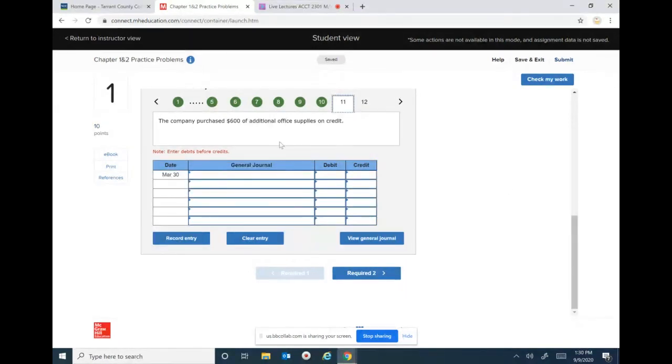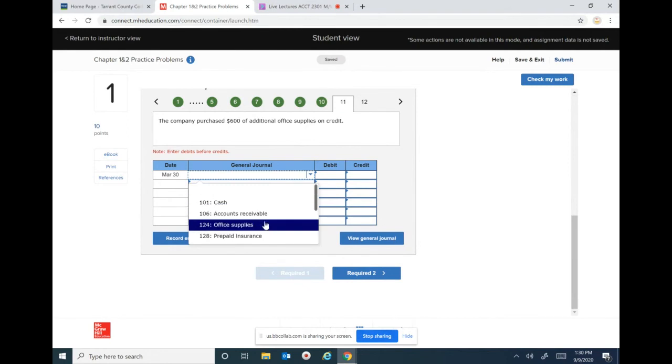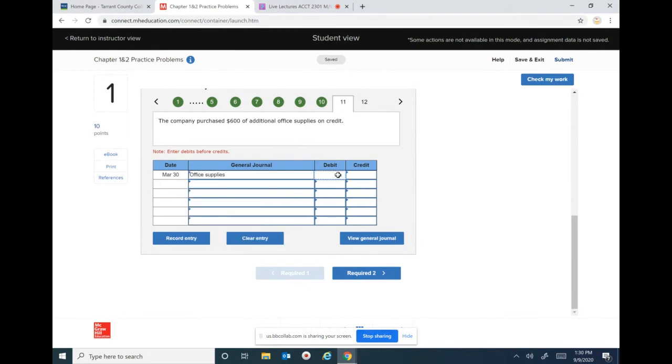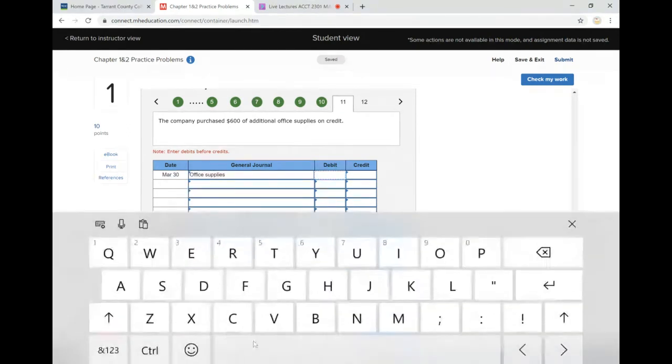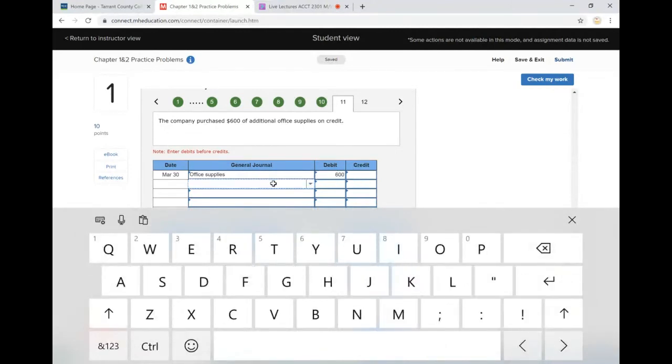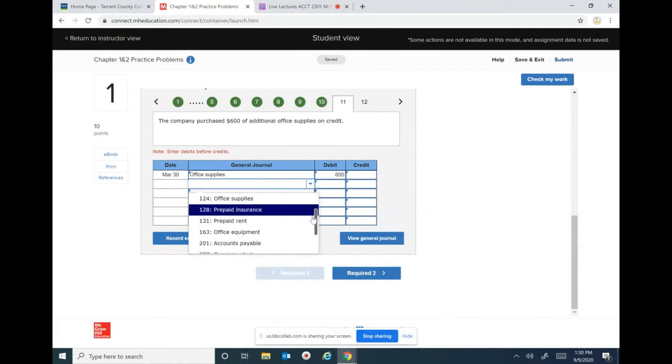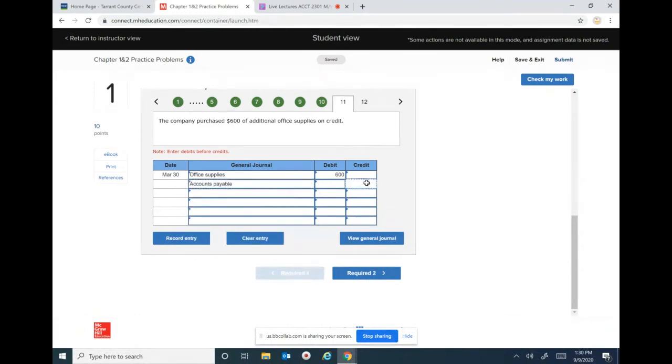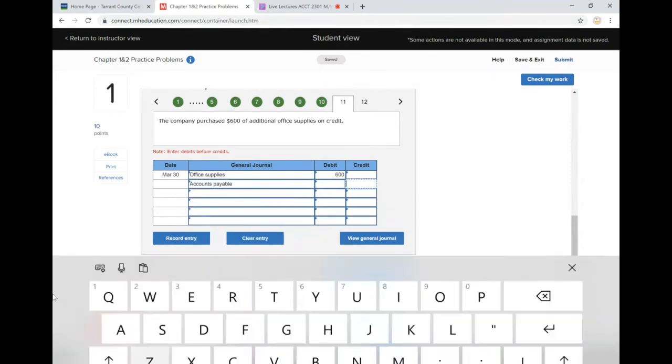Let's record it. And now we have the company purchased $600 of additional office supplies. So we know office supplies are going up. So we're debiting office supplies $600. And because the company has purchased the office supplies on credit, we will pick accounts payable as the method of payment of $600.